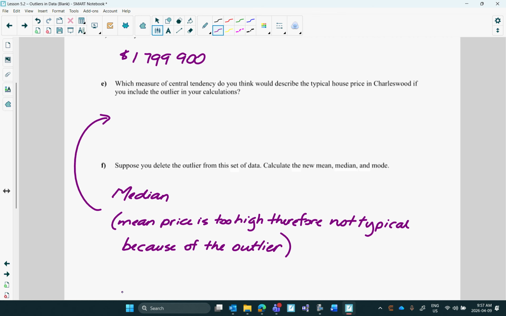Okay, so what happens if we took away the outlier? Again, I'm not going to show all the work. You should be able to do it. The mean, what we would do is we would remove that million to almost 1.8 million. We would add the remaining 9 and divide by 9. And when you add the remaining 9 and divide by 9, you get $327,244.44.